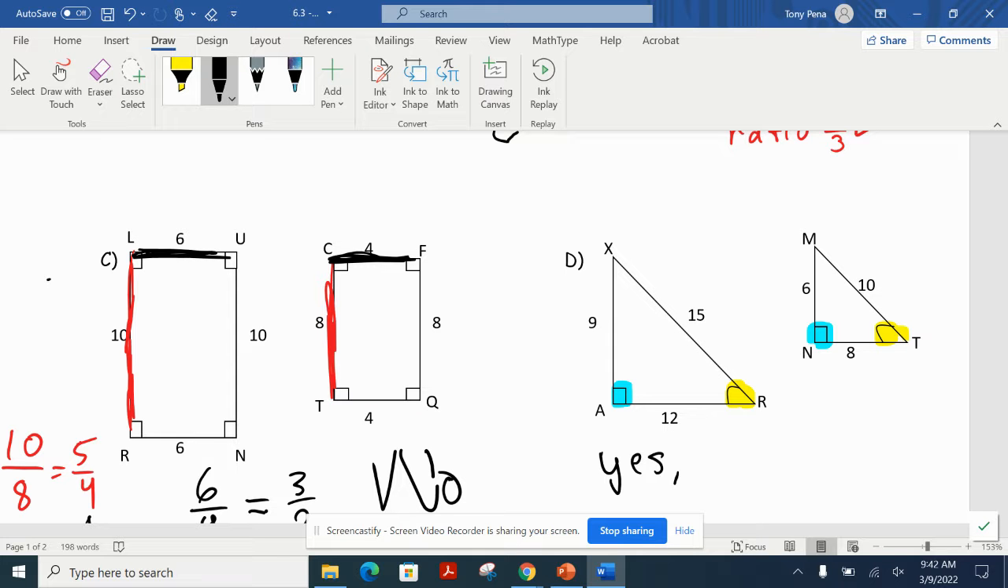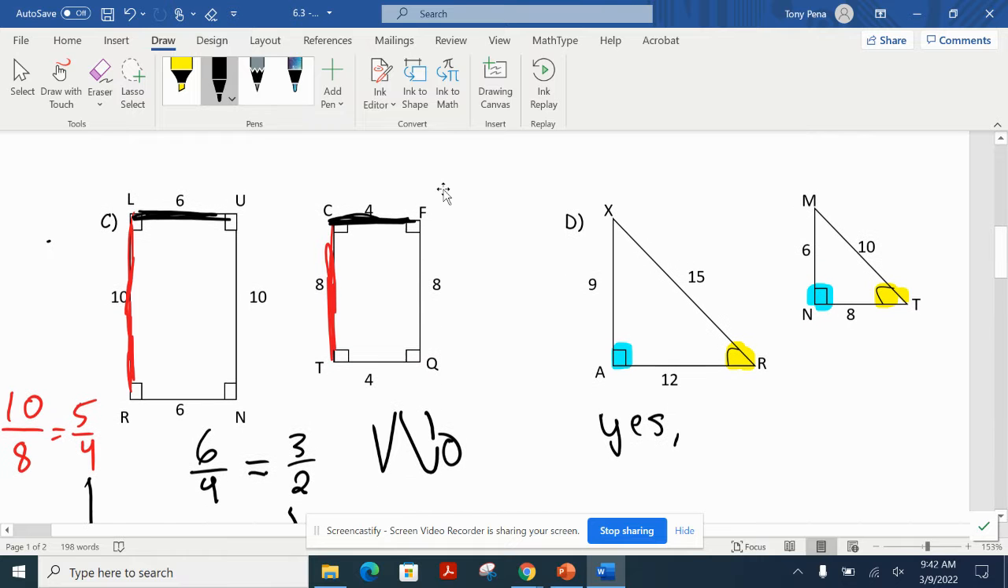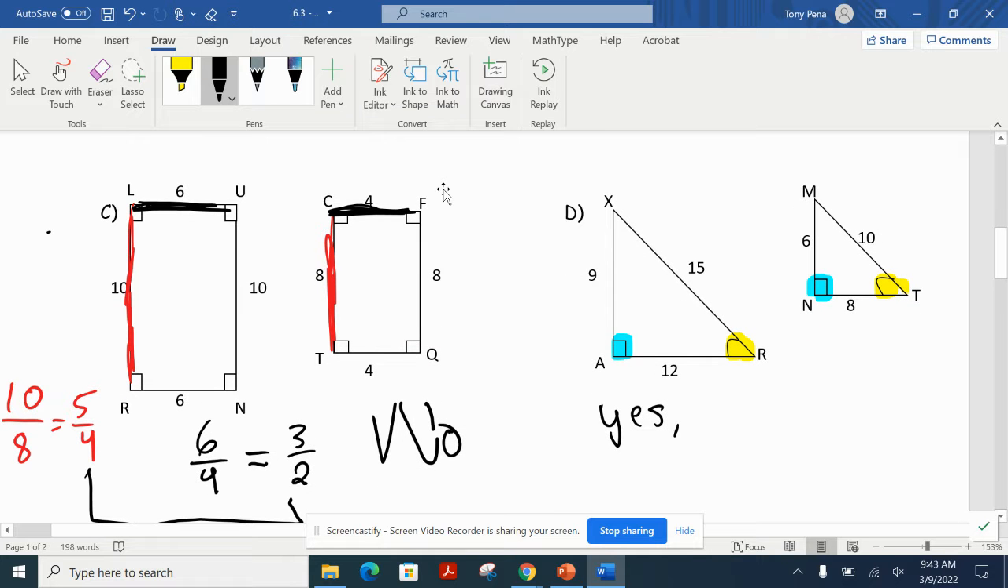Go ahead and do your similarity ratio, because there could be a lot of different routes you could take with writing this. One isn't better than the other. So you write your similarity statement: triangle what is similar to however you're going to name that second triangle.